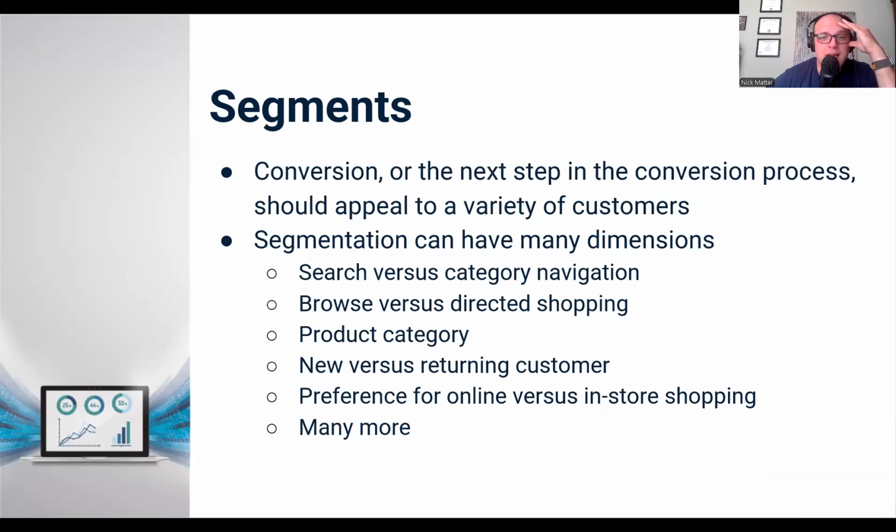Next up, we have segments. This is kind of breaking down a website into a couple, for lack of a better term, segments. And that is looking at each type of function that the website is doing. It's got a lot of different dimensions, but really the idea is, hey, the conversion needs to appeal to different people. And what does this mean? It means, first we have searching versus category navigation. So are people just going to search when they're on your website, or are they going to jump around through different categories of an e-commerce platform?